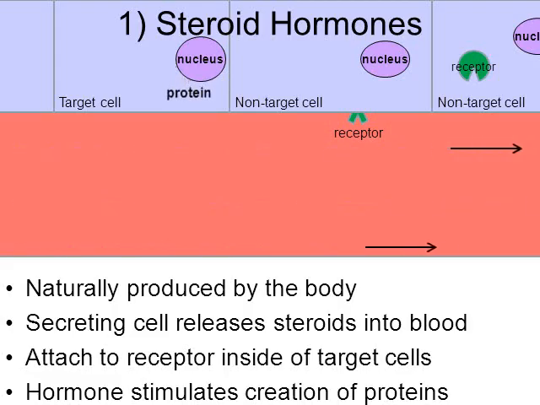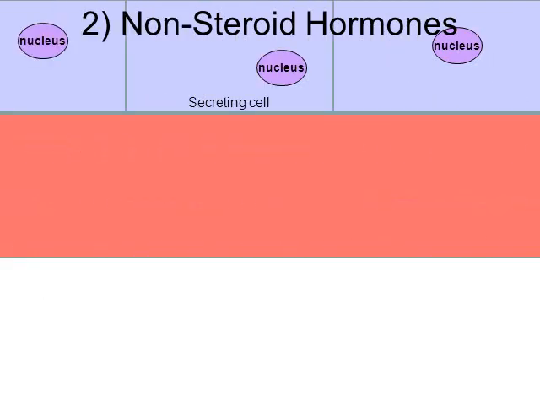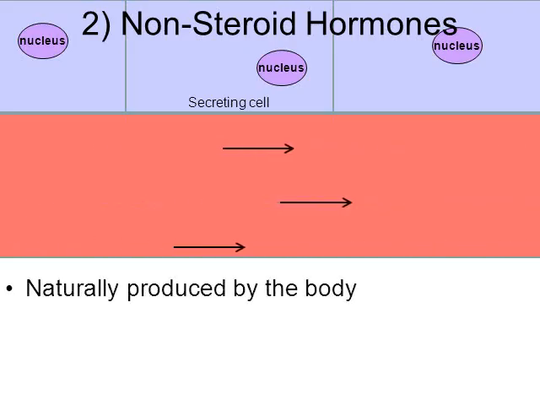So what about the other kind of hormone? Let's do that next. Second category of hormones. Well, if the first category is called steroid hormones, the second category has the very original name of non-steroid hormones. And like steroid hormones, non-steroid hormones are naturally produced by the body.